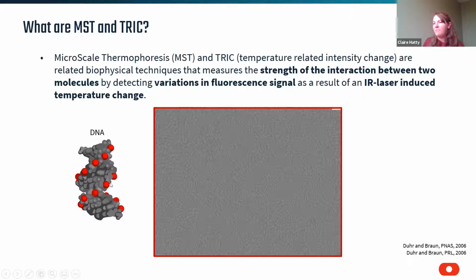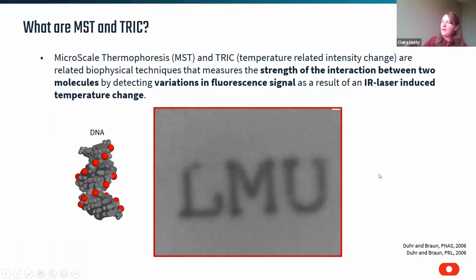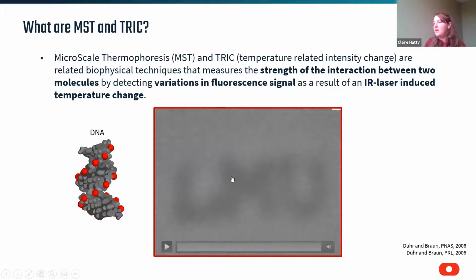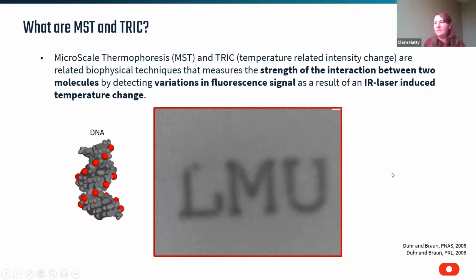Here we have fluorescently labeled DNA, and at the beginning of the video, it's evenly distributed. Now I'll just play the video. We switch on an IR laser, which heats up a portion of this solution under a microscope, and you can see that there is a decrease in fluorescence as those spots are heated. That's essentially what we're measuring: changes in fluorescence in response to heat.